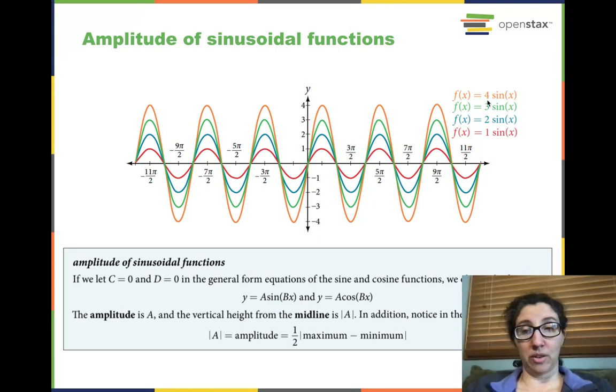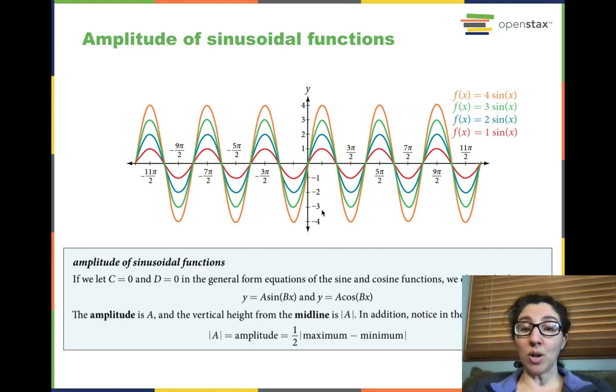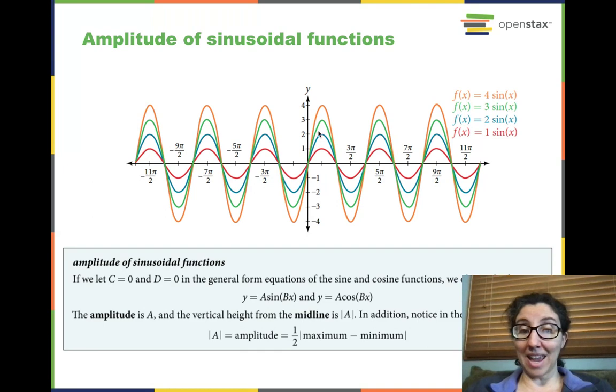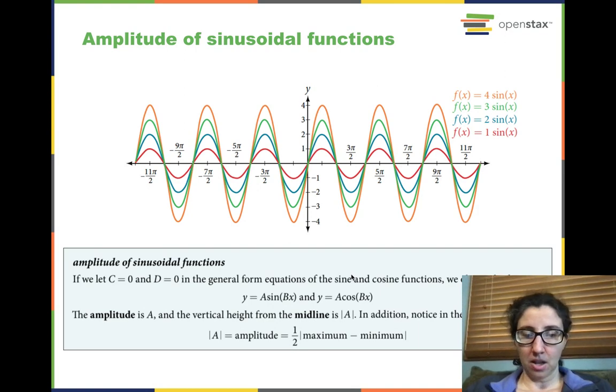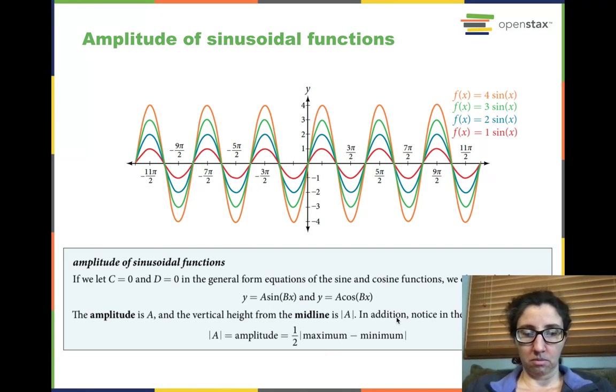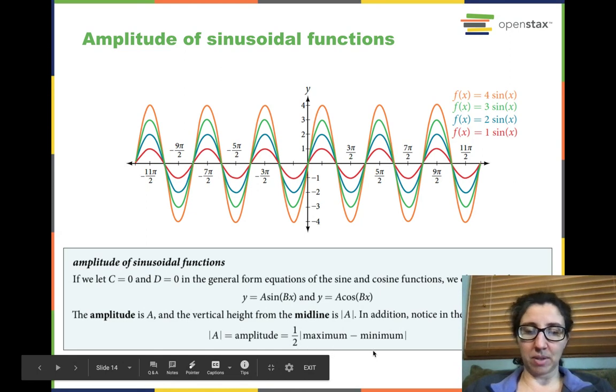And this is pretty straightforward, right? Like the orange one, 4 sine x, has amplitude 4. It goes up 4 and down 4. So notice the whole thing is 8 from top to bottom, right? But it goes 4 up and down from what we call the midline, right? The midline of the sine function is just 0. And it goes 4 up and 4 down from that midline. You could also say it's 1/2 times the max minus the min. That seems to me more confusing.